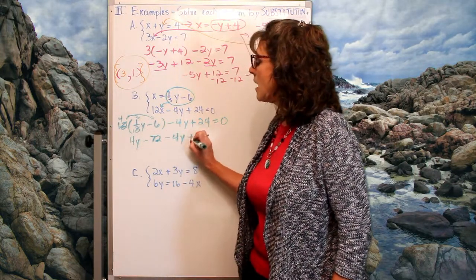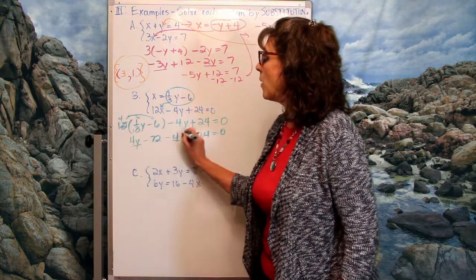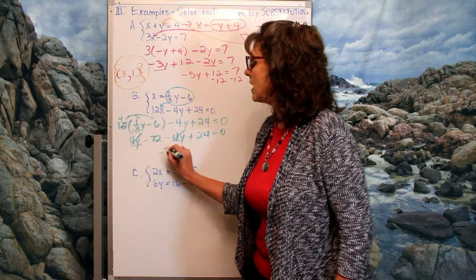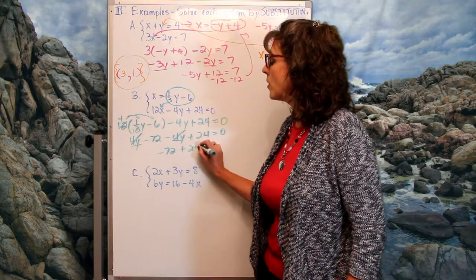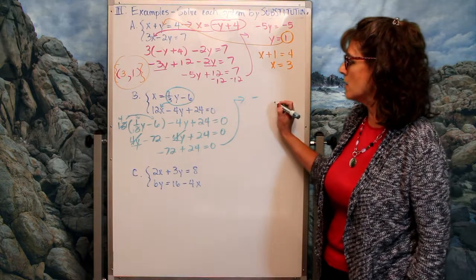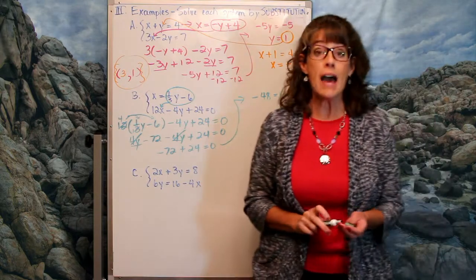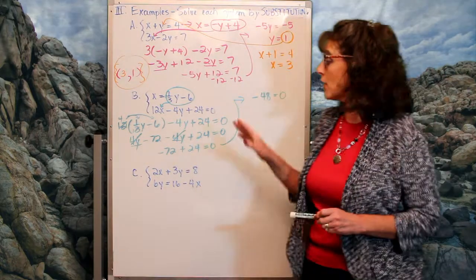And notice here that I'm at the point where I can combine up my like terms. Well, 4y minus 4y cancels out. I'm left with negative 72 plus 24. Well, negative 72 plus 24 is a negative 48.